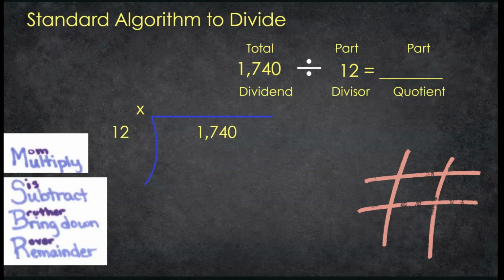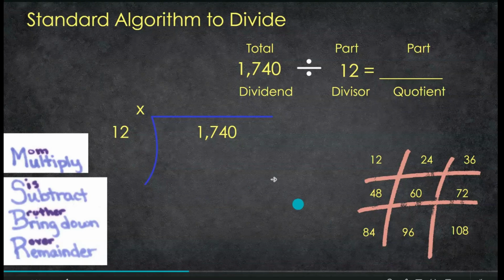So the first group of 12 is 12. 2 groups of 12 is 24. 3 groups of 12 is 36, and so on. 48, 60, 72, 84, 96, and then 9 groups of 12 is 108. Now that I've got my hashtag and my facts listed out, I'm ready to go ahead and start dividing.